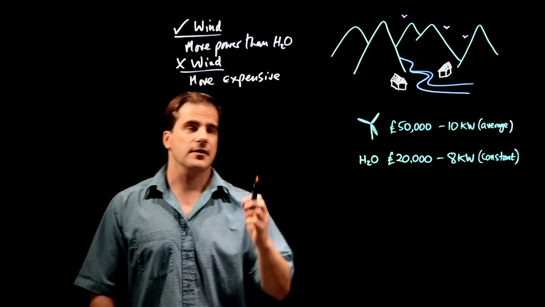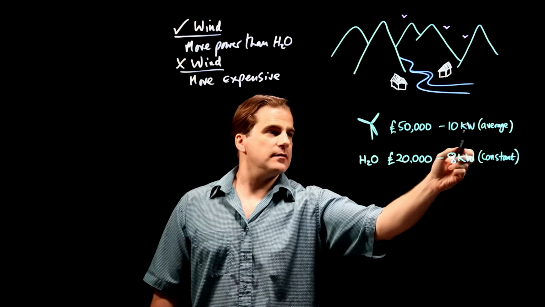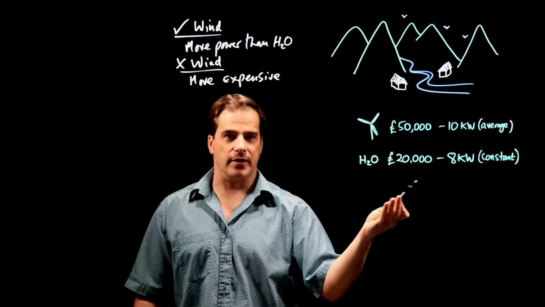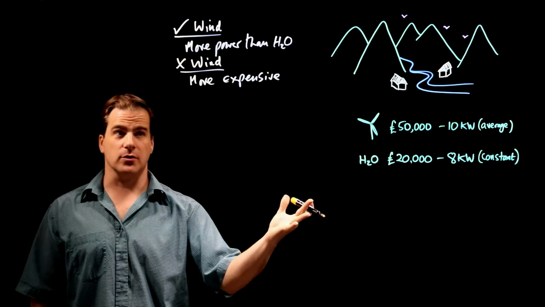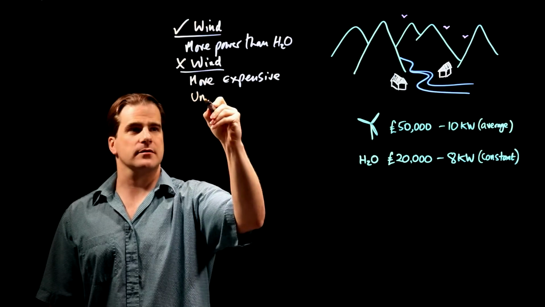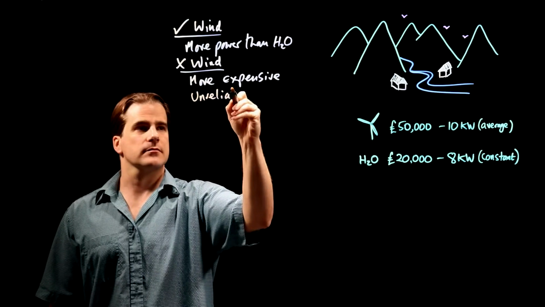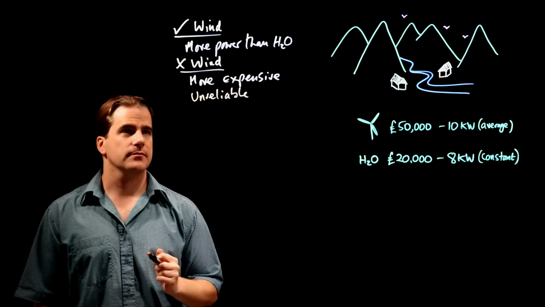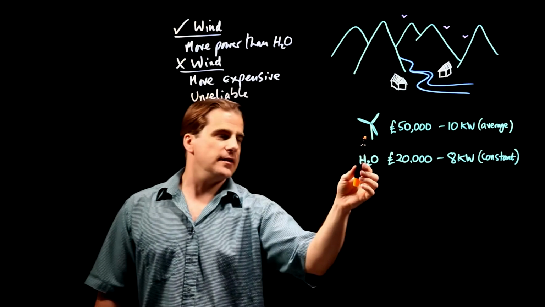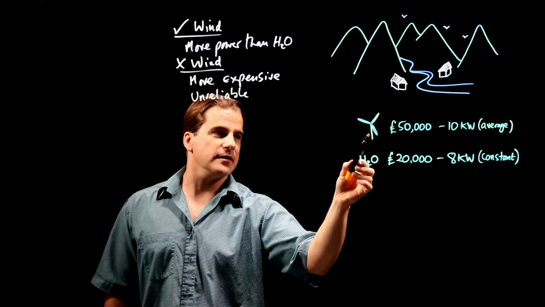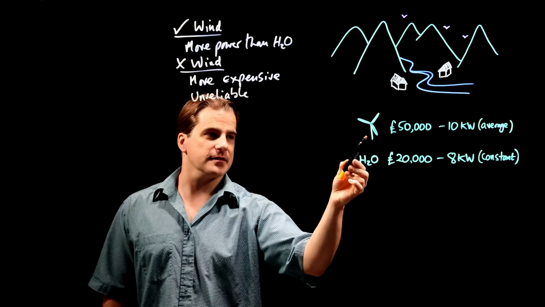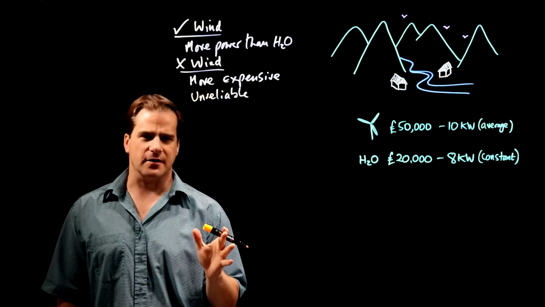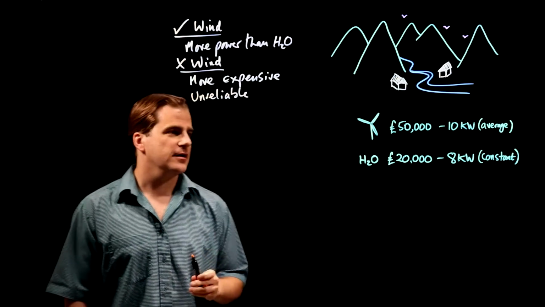Okay, the other thing, 10 kilowatts on average, and that's a clue. It's wind power. You can't guarantee the wind is going to be blowing all the time, so it's unreliable. Also, these wind turbines kill birds and bats. So they're pretty nasty things for the wildlife.